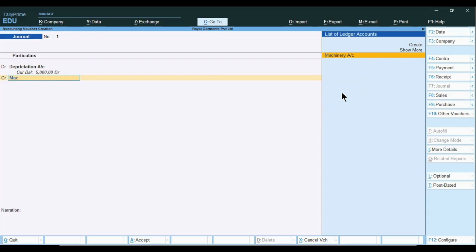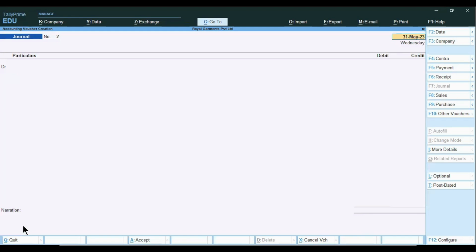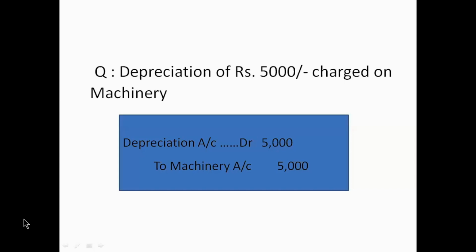You can type also here. You will list out the ledger. So machinery account credit. Enter. And the narration part will be depreciation charged on machinery. Enter. So this is how we can enter the special transactions known as adjustment entries through journal voucher.